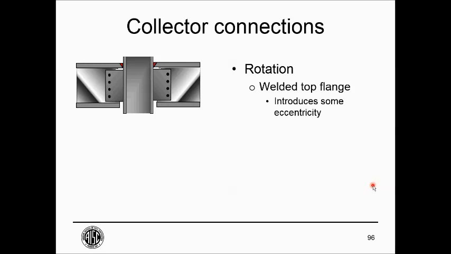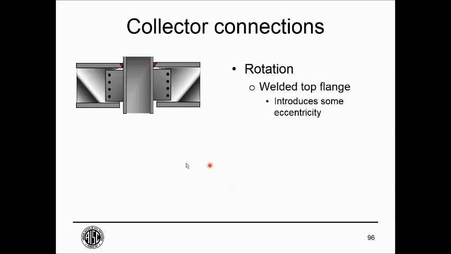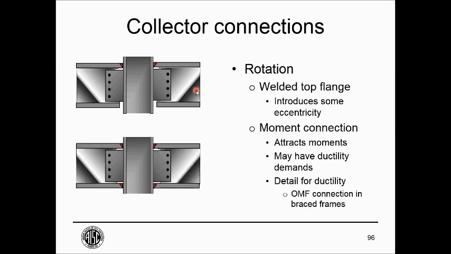A lot of engineers will calculate the strength of this for a collector connection. It's good for some and might be good for the ends of the collectors, and then graduate from a single column of bolts to 2 columns of bolts. And then when the forces get too much for 2 columns of bolts, they might go to a welded flange connection. If you weld just the top flange, that's great. It certainly has good rotation capacity. It does introduce some eccentricity into the member for collector forces that should be considered.